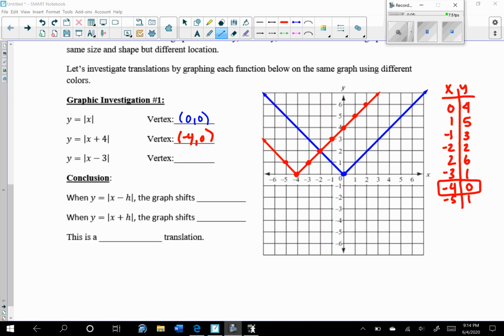And so then we can go ahead and start graphing the last graph, which is the absolute value of x minus 3. So again, we can make an x and y table. So for this, I'm going to plug in, let's start with 0 again. So 0 minus 3 is negative 3. The absolute value of that is 3. So we have 0, 3. If I plug in 1, 1 minus 3 is negative 2. The absolute value of that is 2.